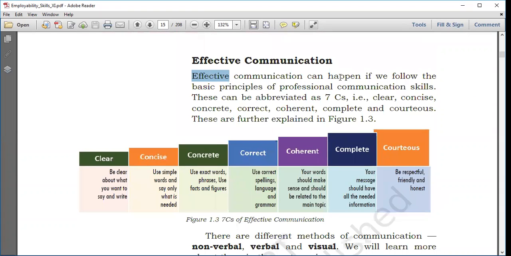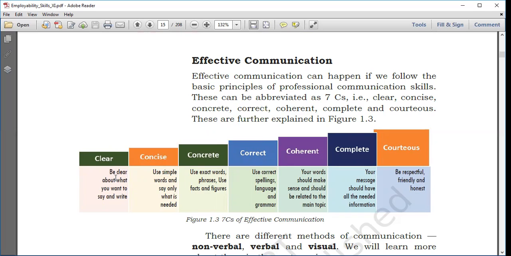Now, effective communication can happen if we follow the basic principles of professional communication skills, right? So हमें प्रोफेशनल कम्युनिकेशन स्किल्स के जो बेसिक प्रिंसिपल्स हैं, there are 7 C's, हमें उनको फॉलो करना चाहिए, तब आपकी कम्युनिकेशन बिल्कुल प्रॉपर होती है. What are the 7 C's? Clear, concise, concrete, correct, coherent, complete, and courteous. Right? These are the 7 C's. 7 C's are very important. Many times it has been asked in exams. Right? We must know these.